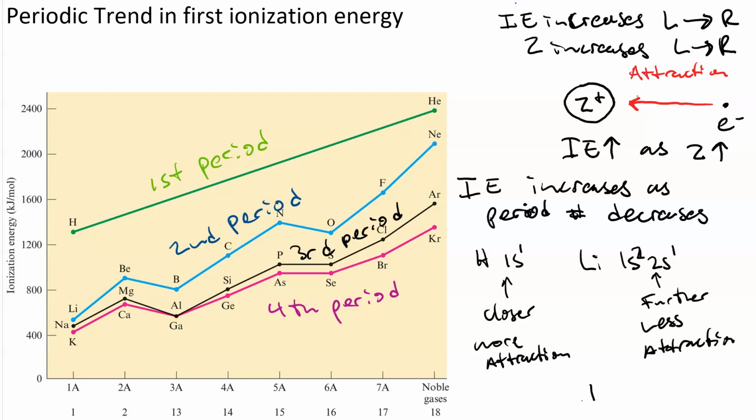To sum up, ionization energy increases as you go up the periodic table and as you go to the right.